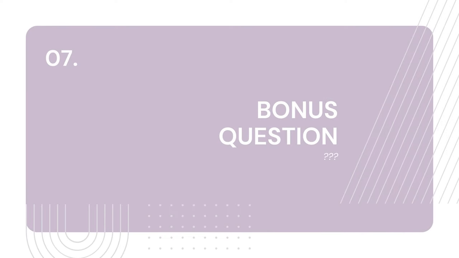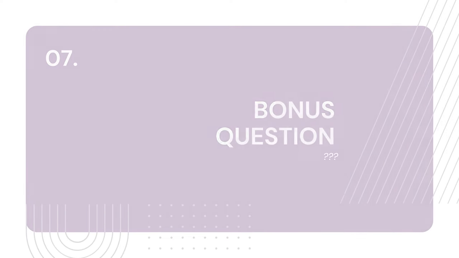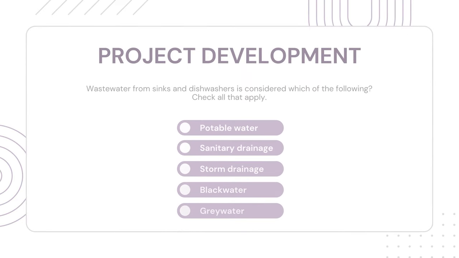This week's bonus question focuses on project development. Wastewater from sinks and dishwashers is considered which of the following? Check all that apply. Potable water, sanitary drainage, storm drainage, black water, gray water. Pause to answer. And the answer is sanitary drainage and gray water.